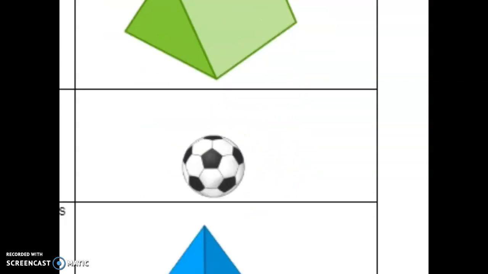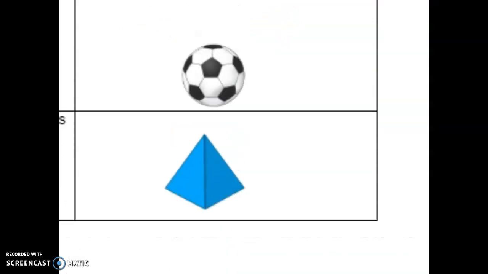A football or a soccer ball is also an example. And of course, those famous pyramids in Egypt. A polyhedron with four sides is a tetrahedron and it's also called a pyramid.